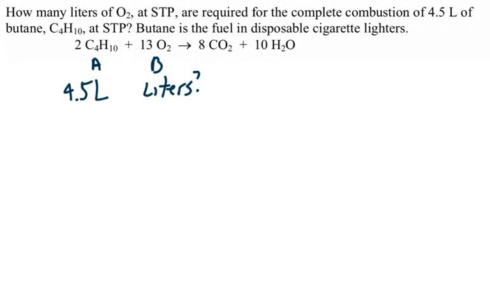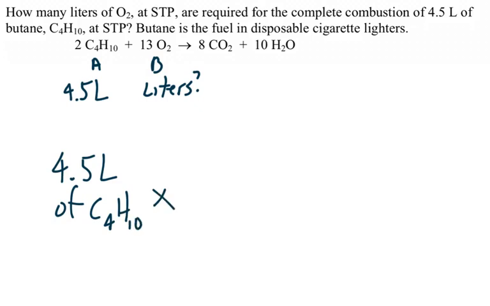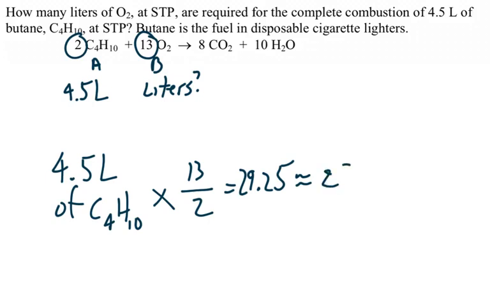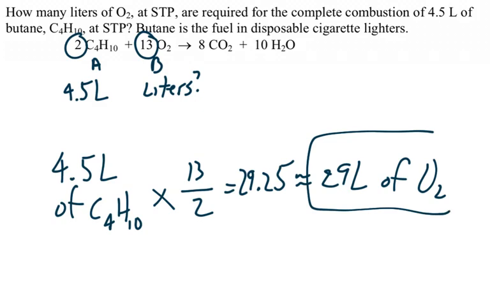In order to solve this, we're going to get the volume of the given, or A. A happens to be butane. We're going to multiply by the mole ratio, which in this case, B over A, is 13 over 2. When you do the math here, you're going to get 29.25. Now we're going to round this to 2 significant digits, so it's going to end up being 29, and it's going to be liters, because it's volume, of B, and B is oxygen. And that will be the answer to our problem.